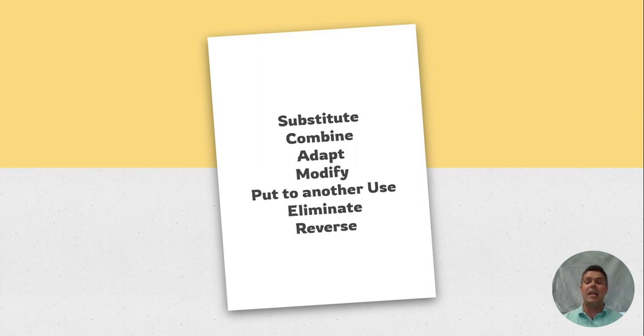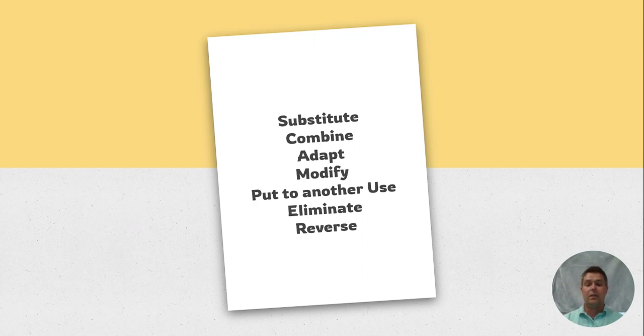SCAMPER is simply an acronym. S stands for substitute. That is providing different solutions, trying to reach the goal in actions, but maybe using alternative solutions. Then we can combine, putting together two or more ideas or stages to solve the problem. Then we have adapt. We can adjust or tweak the idea during our brainstorming to, again, solve the problem.